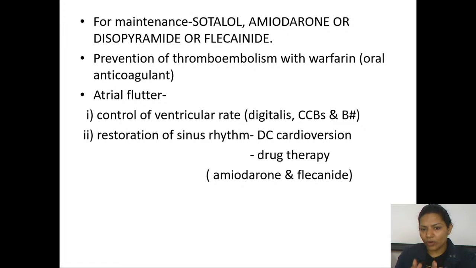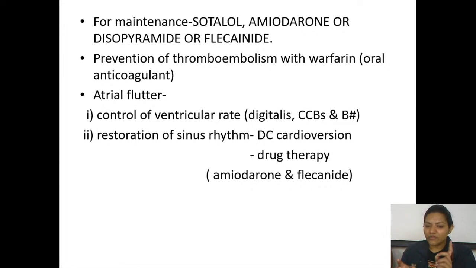For prevention of thromboembolism, we can put this patient on warfarin. First, we give heparin, then we can shift this patient onto warfarin, the oral anticoagulant, right? So in patients of atrial flutter, if we have to control the ventricular rate, we have to give digitalis, calcium channel blockers and beta blockers.